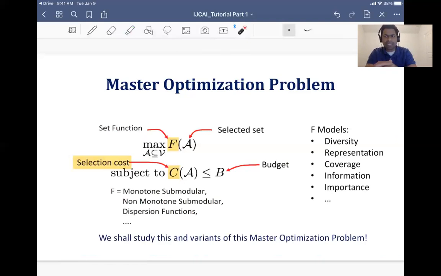But having said that, it does make sense to study submodular minimization as well. But we won't actually focus on it in this tutorial because it's not as relevant for summarization, data selection kind of problems. Okay, so you have basically the master optimization problem, and you are maximizing here f of A, and typically there will be a constraint, right? So the constraint could, for example, be a size constraint, that my size should be at most b, right? So say 10%. But I could also have a budget constraint where this is a knapsack, right? So we'll actually study why or where knapsack makes sense and what exactly is a knapsack constraint. F here could be monotone, non-monotone, dispersion functions, non-submodular functions potentially, right? And typically we will think of F as modeling aspects like diversity, representation, coverage, information, importance, and so forth.